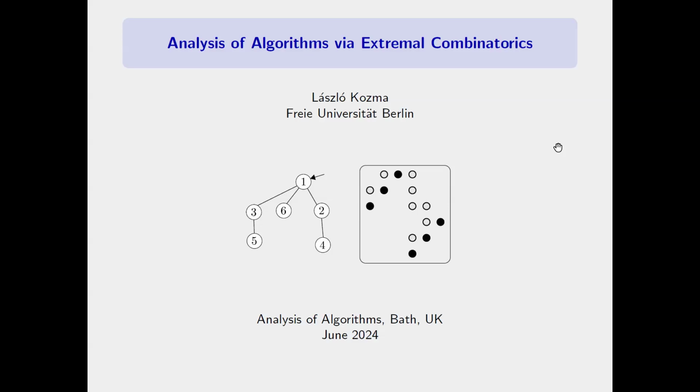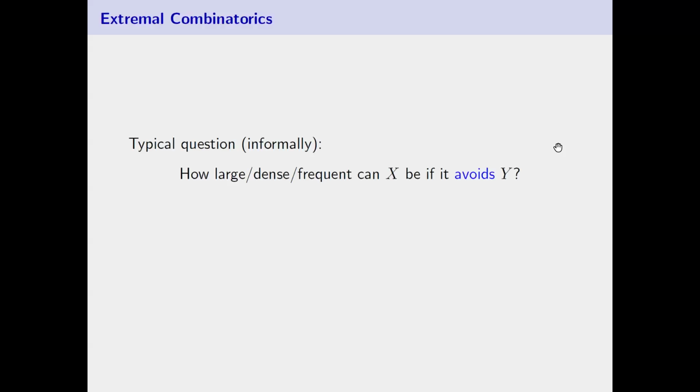So what I will talk about is maybe a little bit exotic to this community, but I hope it's not too alien. It's about analysis of algorithms, using extremal combinatorics. So I should say a few words about extremal combinatorics. Typically, in extremal combinatorics, you study questions like how large an object can be, or how dense it can be, or how many of them can there be if this object X avoids some object Y. So if you put some constraint on some object, what can you say about it?